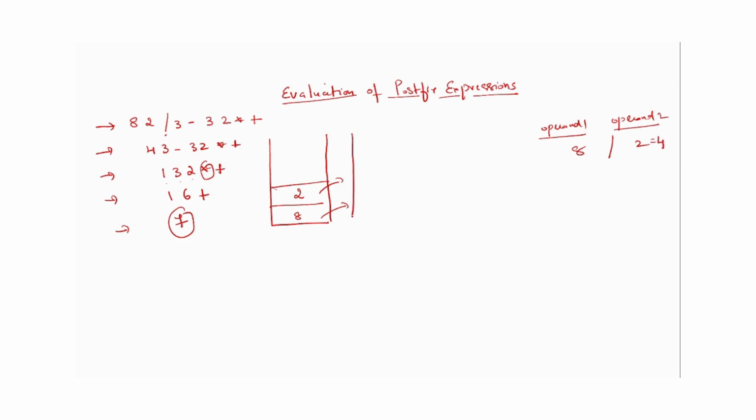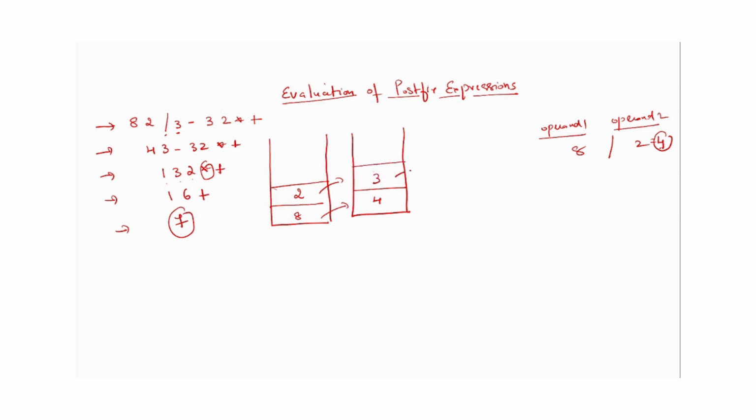So I'll draw the stack here. Because we popped out, the stack would be empty now. Nothing in the stack. But after evaluation of 8 by 2, I will push 4 into the stack. I'll push 4 into the stack, and then comes 3. After 8 by 2, I have 3 and then minus. Because I have minus, I will stop. I'll write 3 and I will stop here.